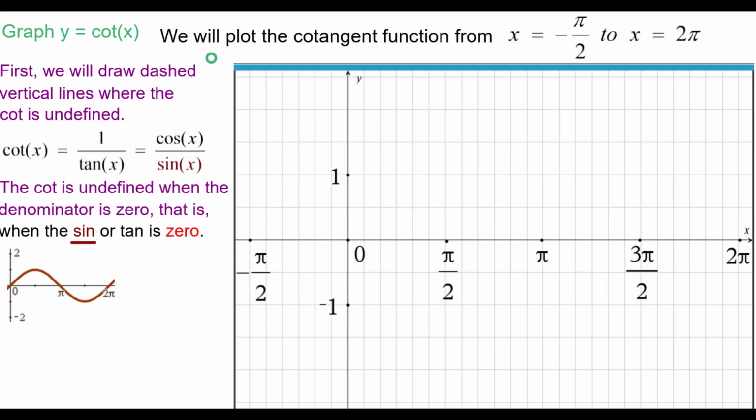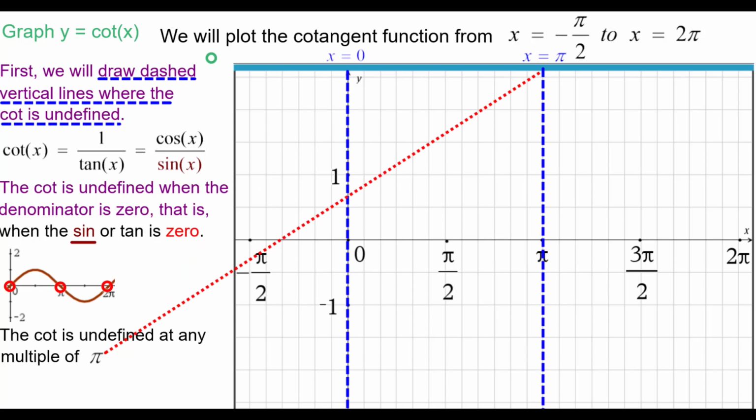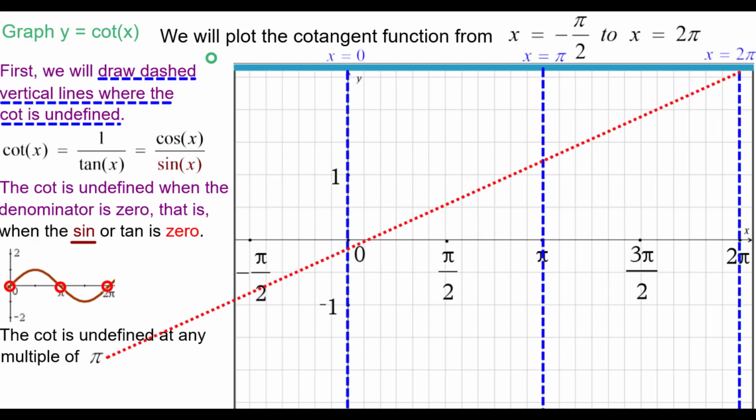We're going to look at the sine function. It's 0 at these three spots: 0, pi, and x equals 2 pi. In fact, it's 0 at any multiple of pi. So we're going to draw dashed vertical lines where the cotangent is undefined, beginning with x equals 0, x equals pi, and x equals 2 pi.